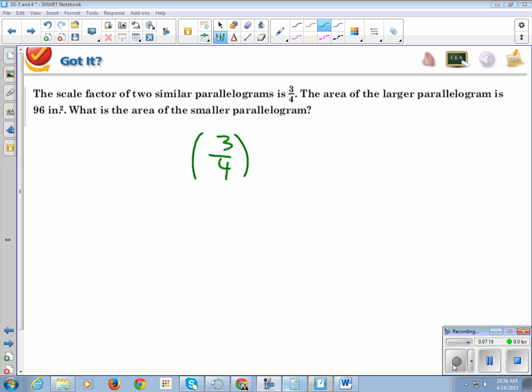The scale factor of two similar parallelograms is 3/4. The area of the larger parallelogram is 96 square inches. What is the area of the smaller parallelogram? So if you look at the way this is set up, I got small on top, large on the bottom. You want to make note so that you can set up your areas correctly.